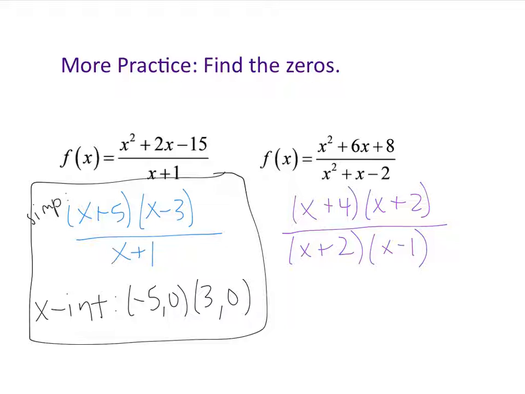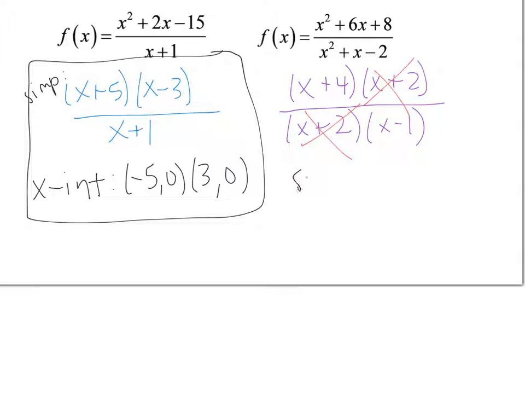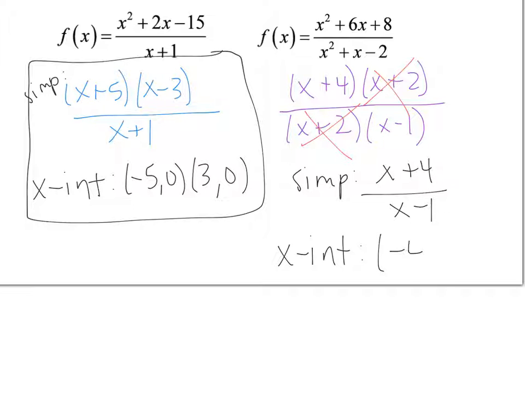So I will cross out anything that can cancel out. My x plus 2's. So my simplified version of this rational function would be x plus 4 over x minus 1, and then my x-intercept here would be setting the numerator equal to 0. So if I set x plus 4 equal to 0, I would get negative 4.